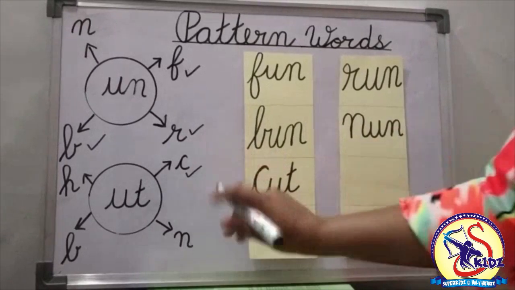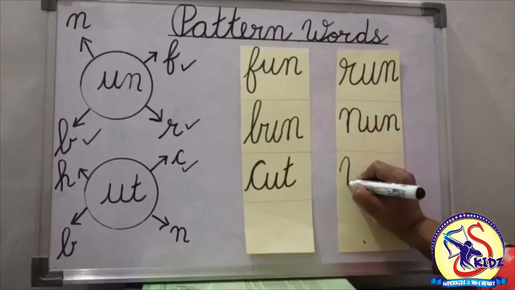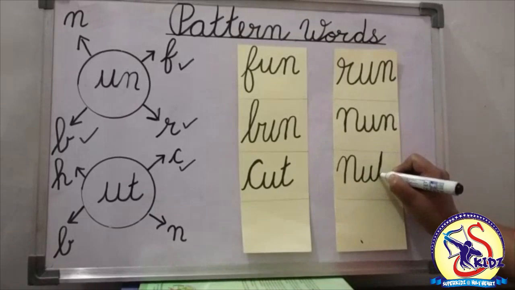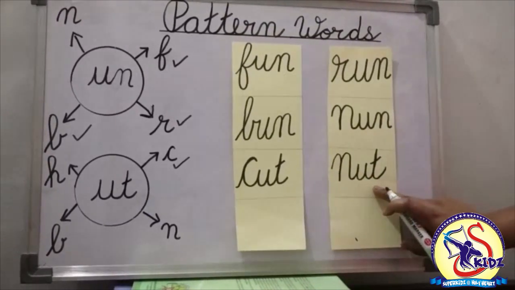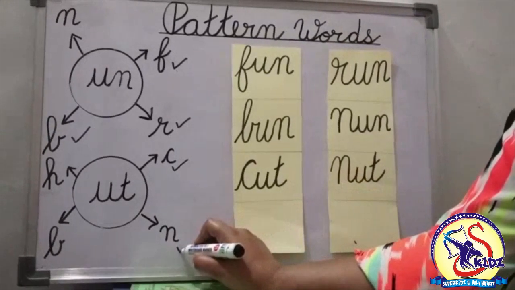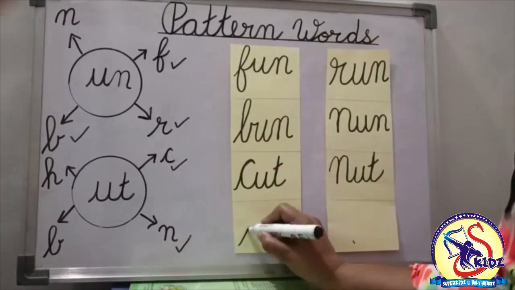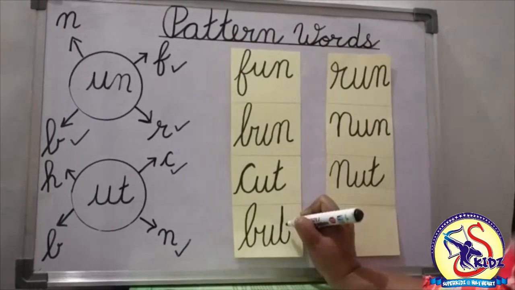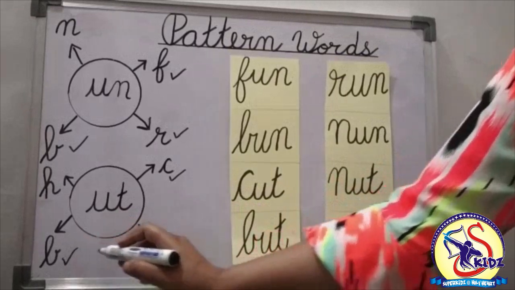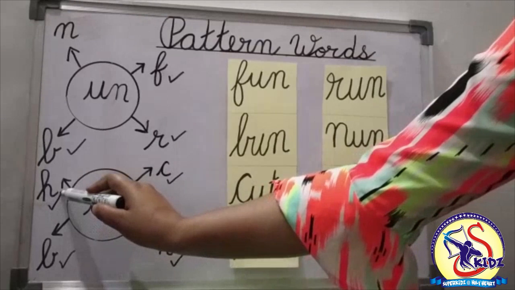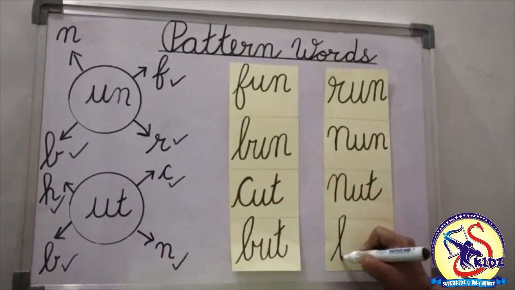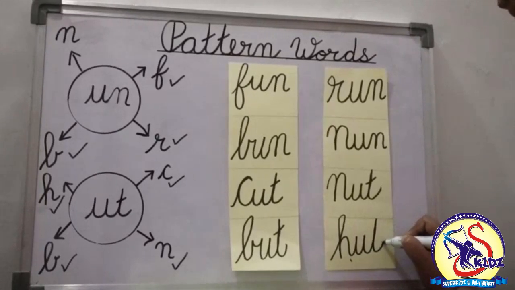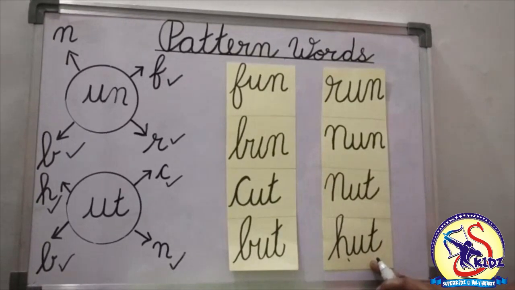Now see the next letter N. Which letter? N. And our pattern is UT. Now we will get the word NUT, nut. Now see the next letter B is given. First of all we will write B. Then we will write our pattern UT. Now we will get the word BUT, but. Now see the next letter. H is given. First of all we will write letter H. Then we will write our pattern UT. Now we will get the word HUT, hut.